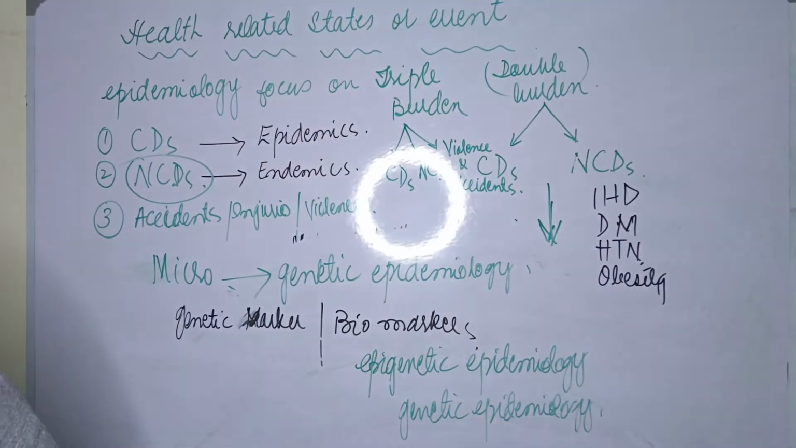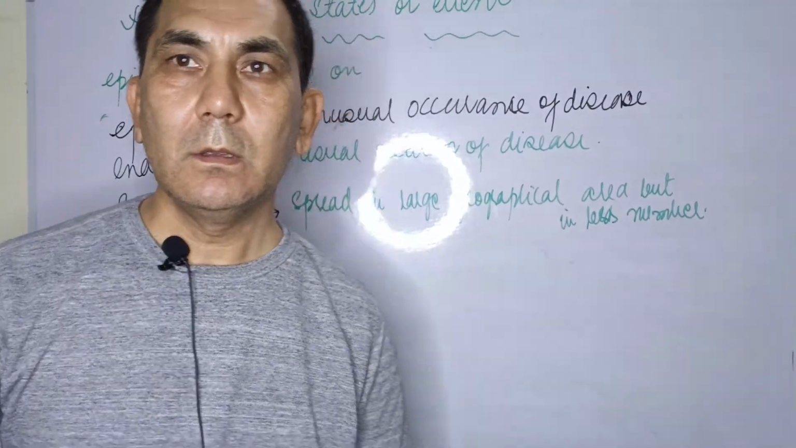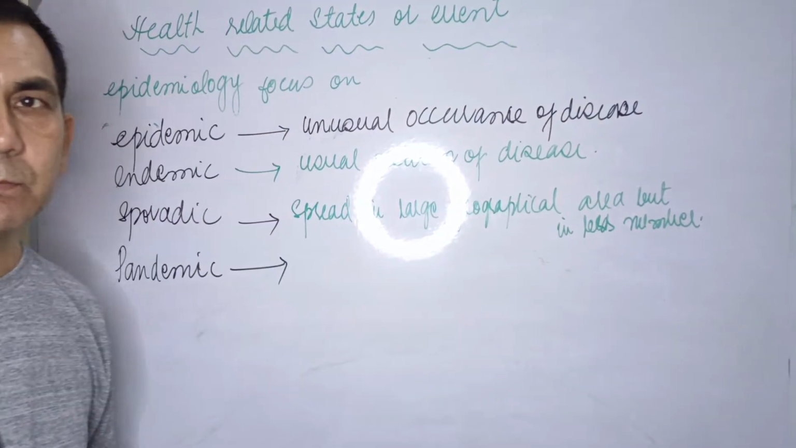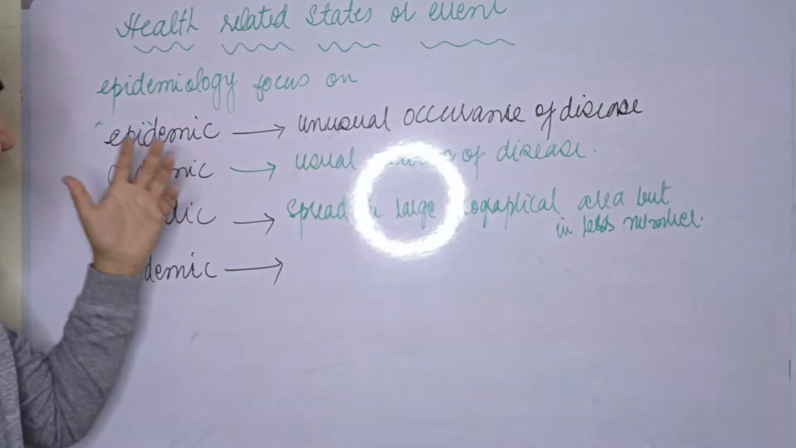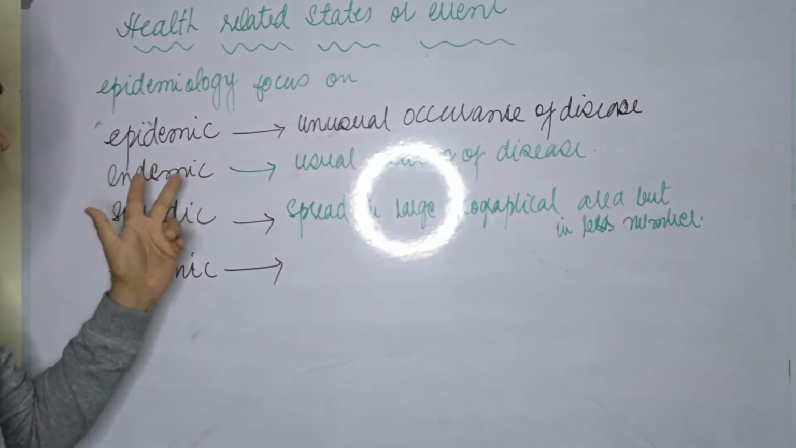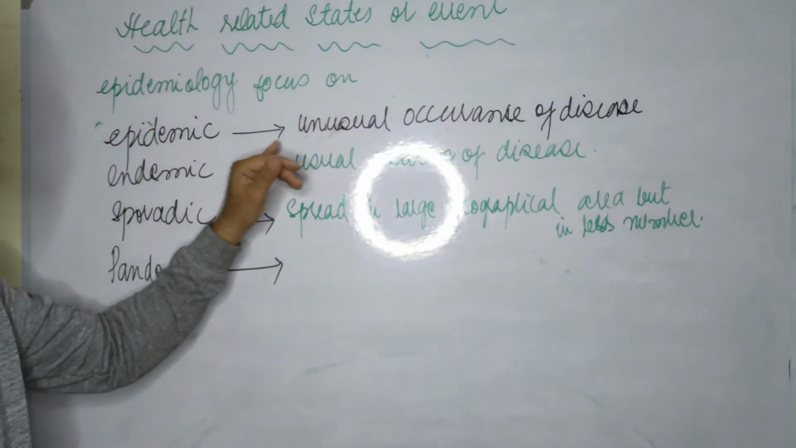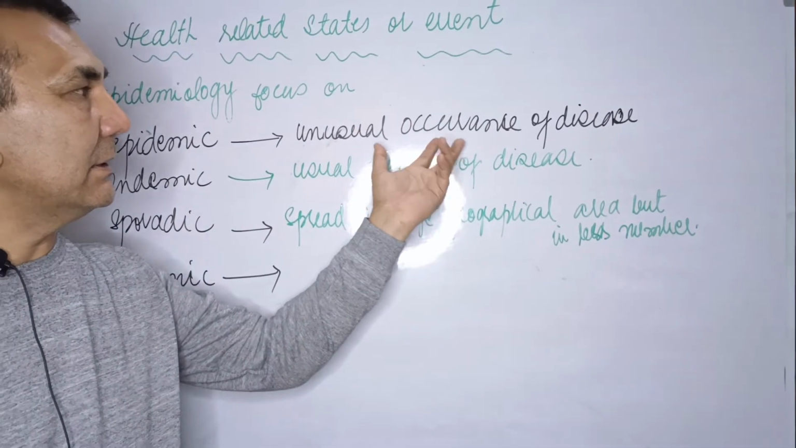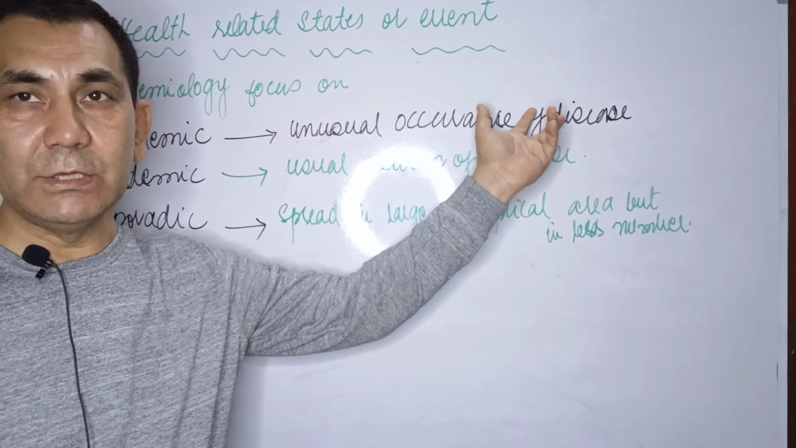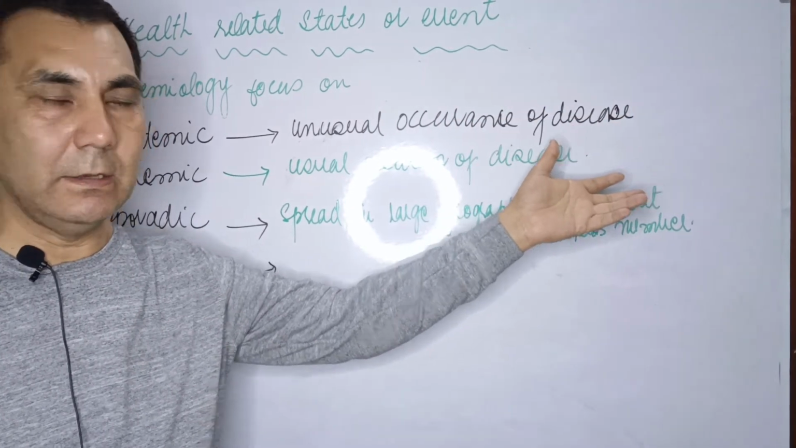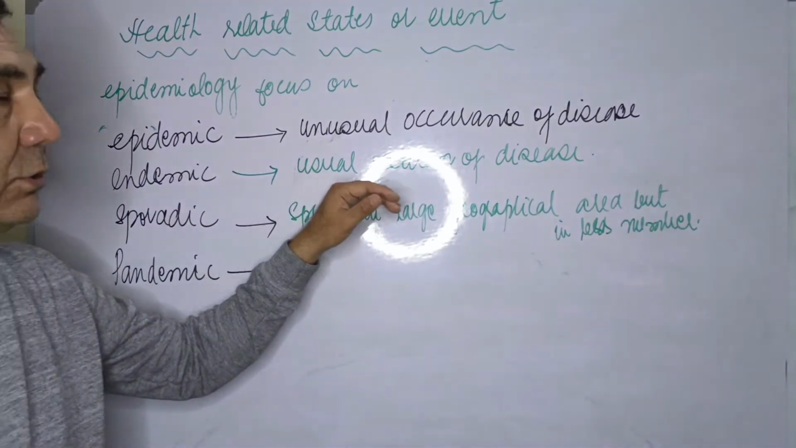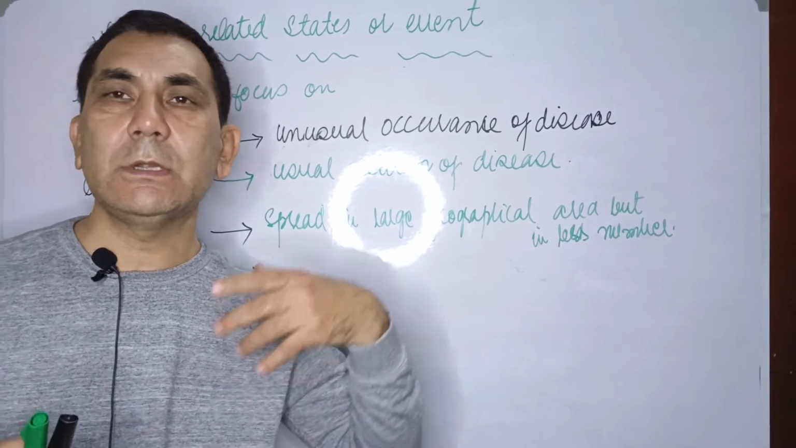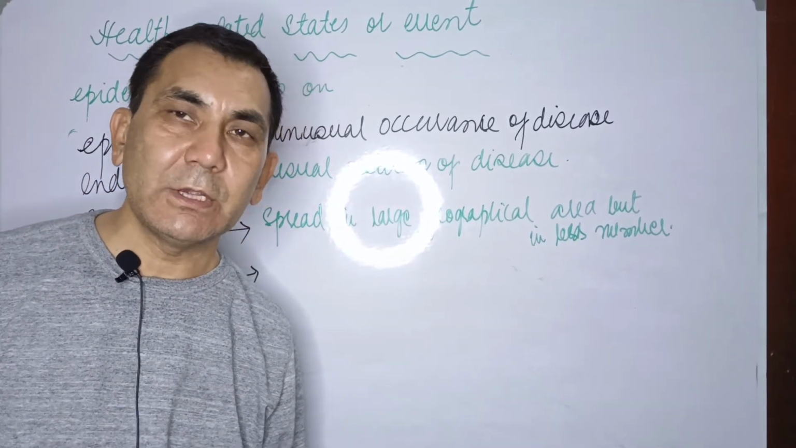So now, as we have gone through the different terms of epidemiology that we learned today, the epidemic and the endemic. The epidemic is the unusual occurrence of a disease, or an unusual increase in the frequency of any disease in a particular geographical area, and the endemic is the usual occurrence or frequency of the disease in a particular population and in a specific geographical area.